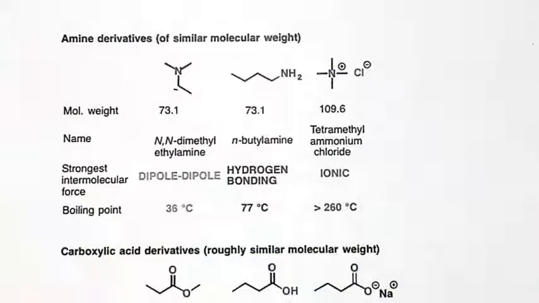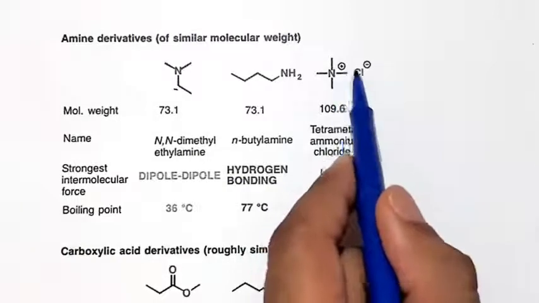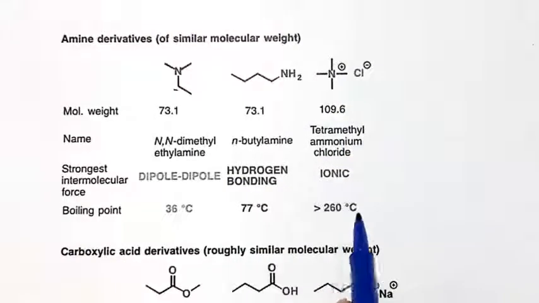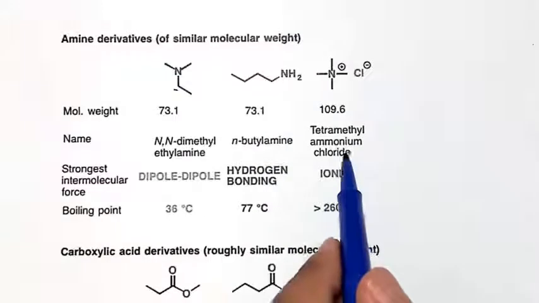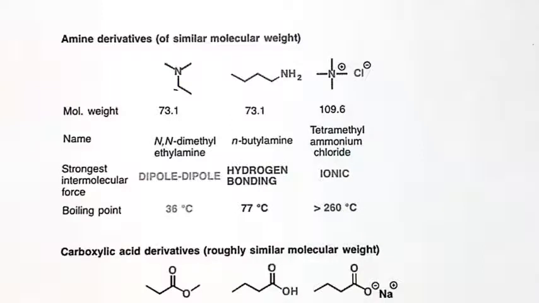You can see an increase in the boiling point. That has a complete positive and complete negative charge. It's ionic, and that has a very high boiling point. These are going to be your salts. These are going to be like your crystalline. It's going to be a complete lattice structure, guys.